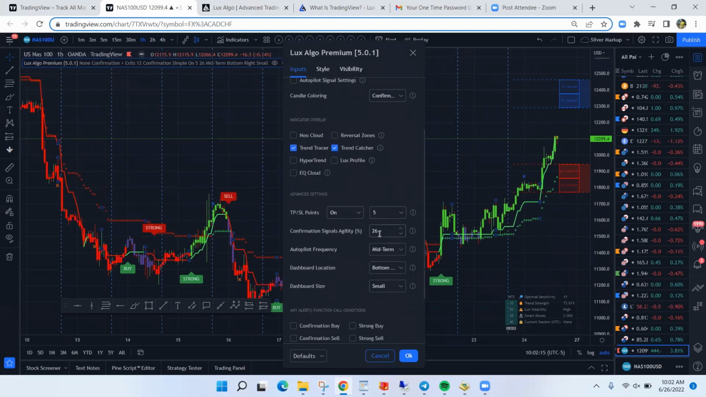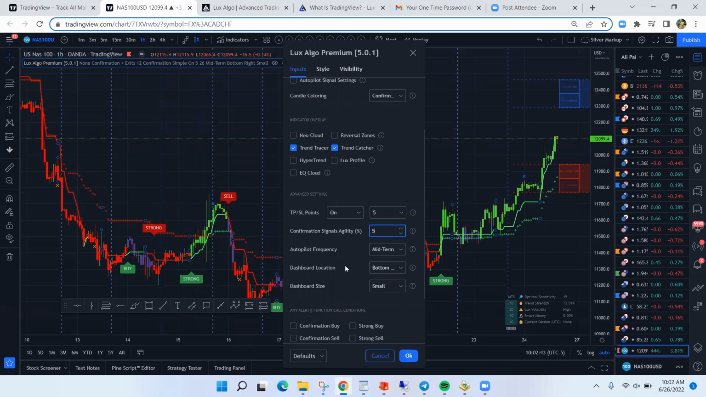Then on top of that, you have your confirmation signals agility. What that means is you see where it says sell here, strong there. It'll show you, a more sensitive percentage means it's going to give you quicker signals. Downside to that is that it can give you too many signals if you put it too high. If you go too low, it might be too insensitive. So say I go to 5 and just put a 5 in.